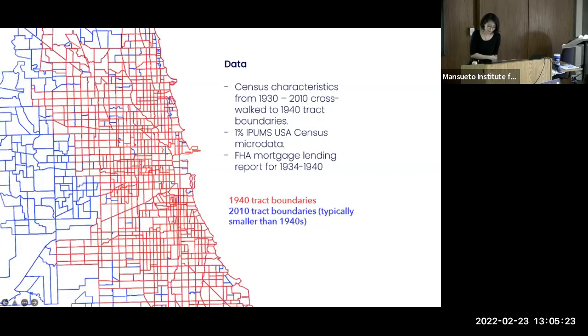Quickly, I'm using census data. The main data set is going to be from 1930 to actually 1970, and I'm using 1940 as a baseline. I'm also looking at 1% IPUMS census microdata for part one of the analysis, and also looking at a mortgage lending report from 1934 to 1940. Do you want to hear about the census crosswalk, or should we skip this technical detail for now? Skip it.